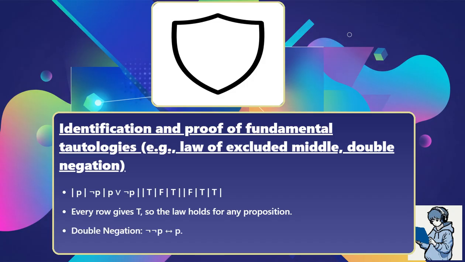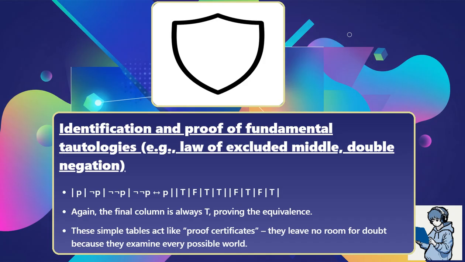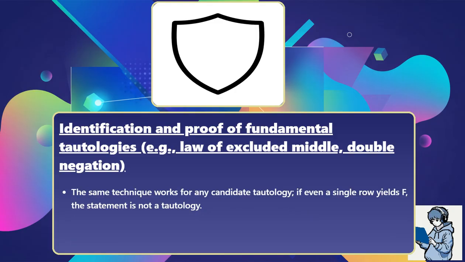Double negation, not not P if and only if P. P true, not P false, not not P true, equivalence true. P false, not P true, not not P false, equivalence true. Again, the final column is always true, proving the equivalence. These simple tables act like proof certificates. They leave no room for doubt because they examine every possible world. The same technique works for any candidate tautology. If even a single row yields false, the statement is not a tautology.